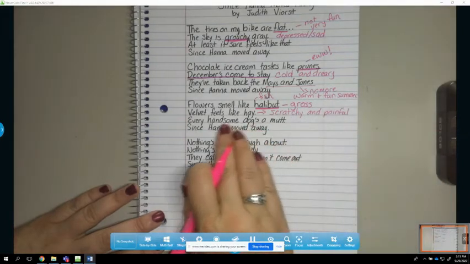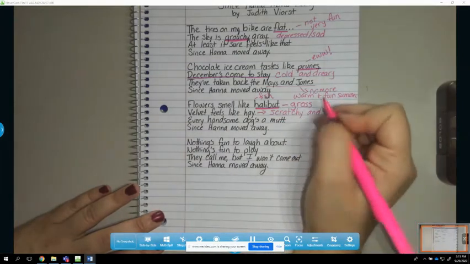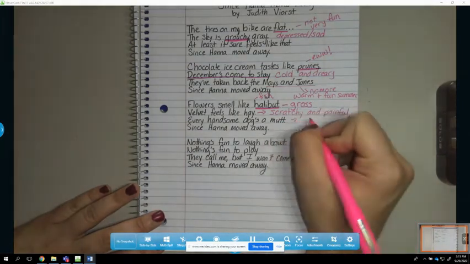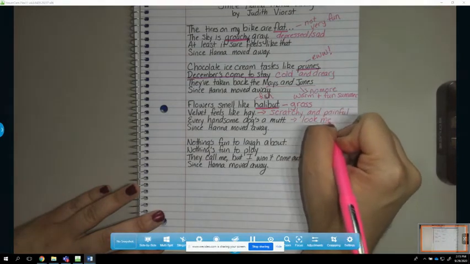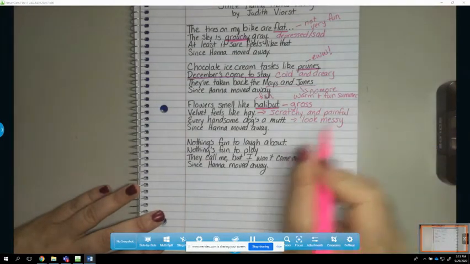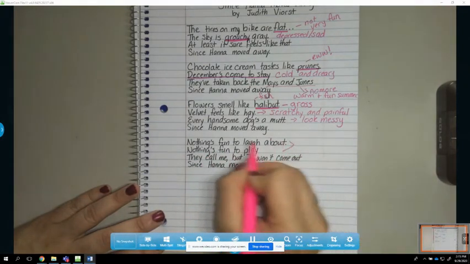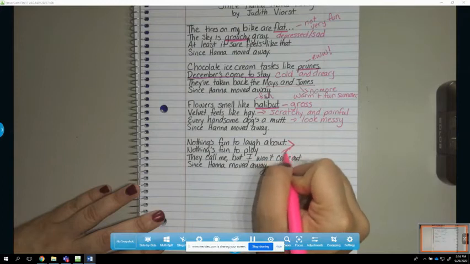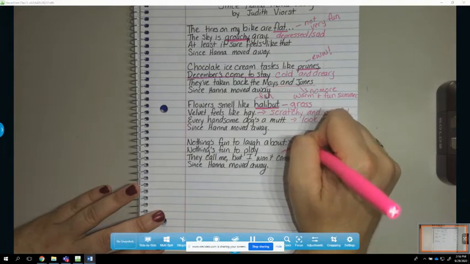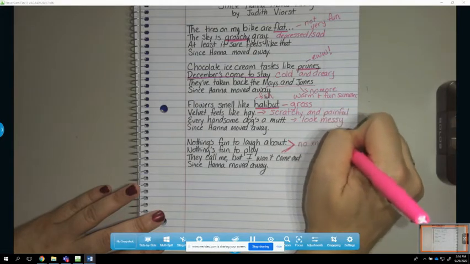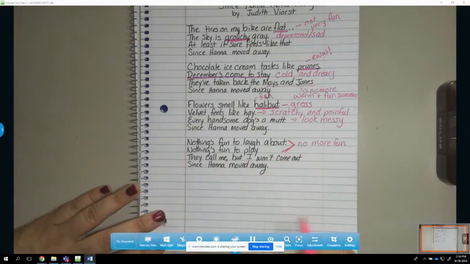Then every handsome dog's a mutt. So any dog that is not a purebred dog, we could call him a mutt. And basically that's saying that they look messy. Nothing's fun to laugh about. Nothing's fun to play. So both of these lines right here tell me that no more fun. The author doesn't think there's any more fun. They call me, but I won't come out since Hannah moved away.